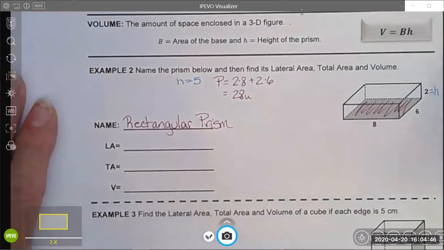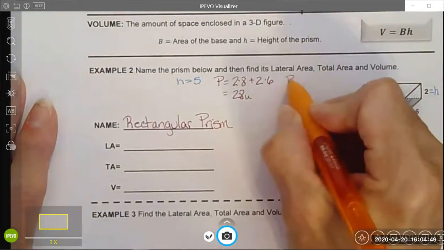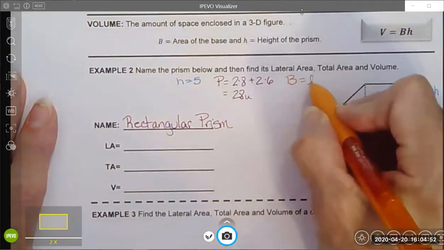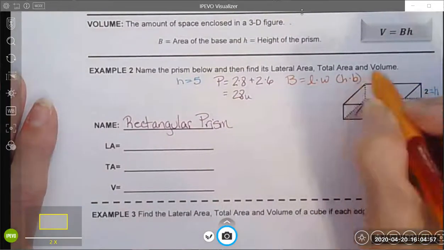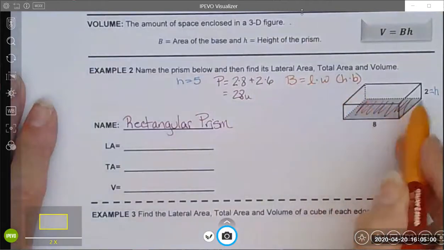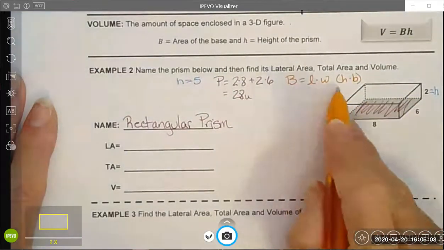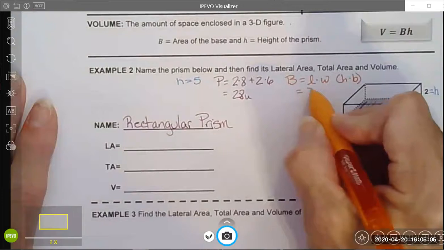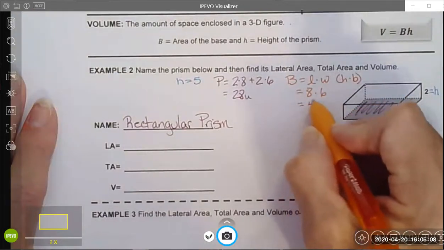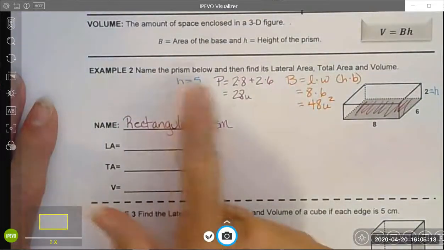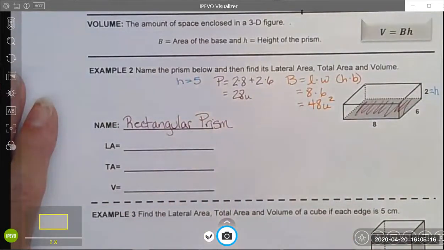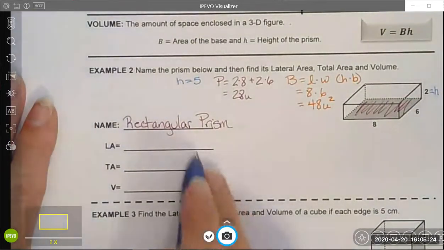I also need to find the area of my base. And I know that for a rectangle, I use length times width. You can also use base times height. Base times height is a little confusing in this case because I don't want to confuse it with this number. So I'm going to use length times width, which is really just 8 times 6, or 48 units squared. Now that I've found these 3 basic measures, I can simply substitute these numbers into my formulas and use those to find the requisite answers.